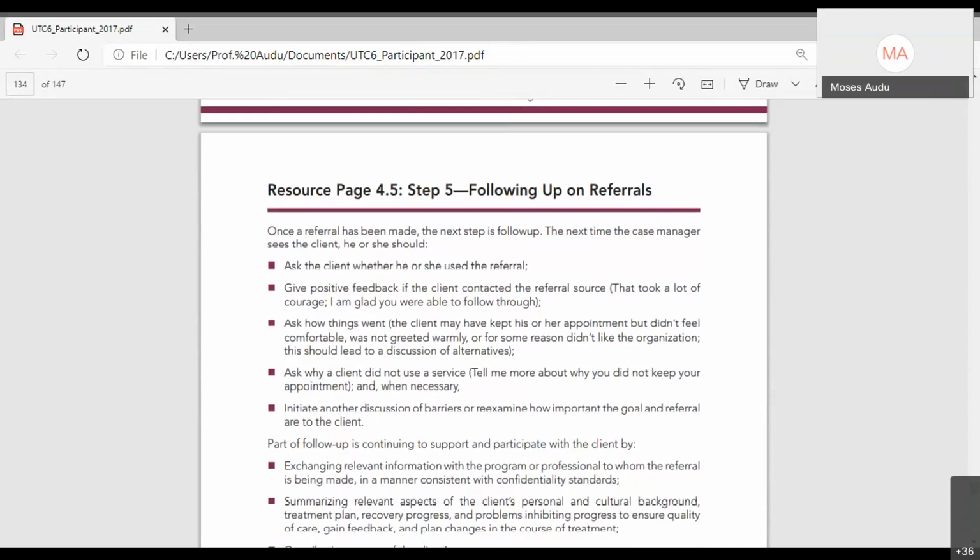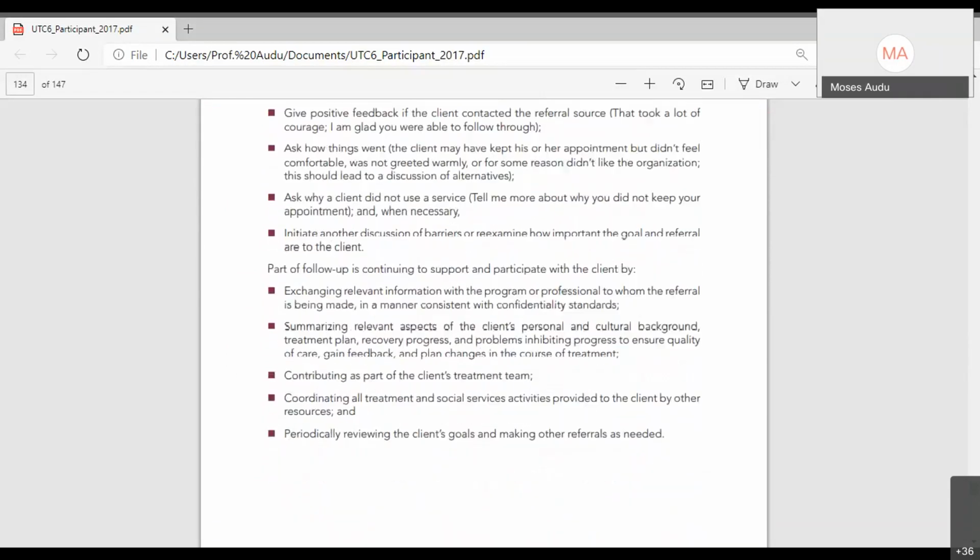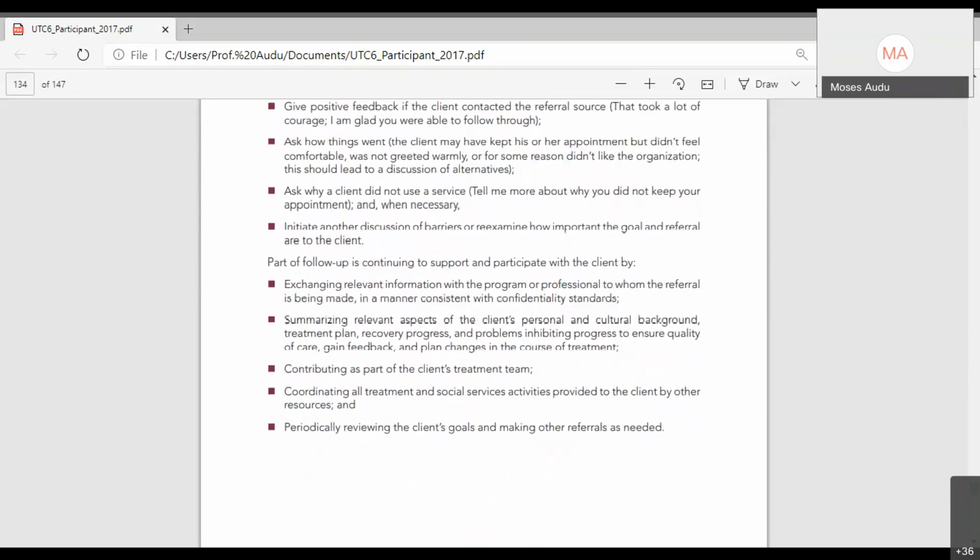Was he attended to, or she attended to? Were they able to meet the needs of your clients? How was it treated? So you need to follow up. You need to find out what happened, and whether the client is satisfied or not, and even help to assess the attitude of the staff and many things. So it's very important. We don't really have much time. So these are things that you need to do and follow.